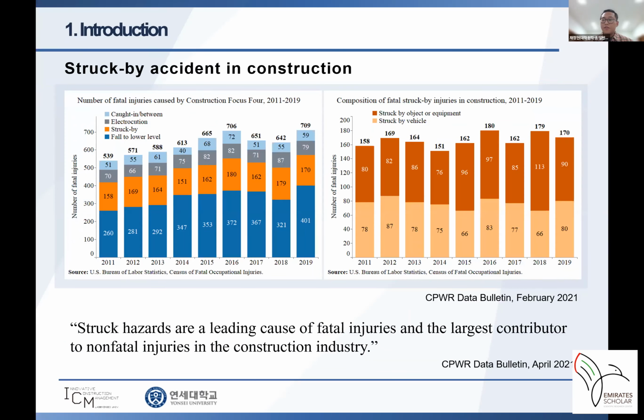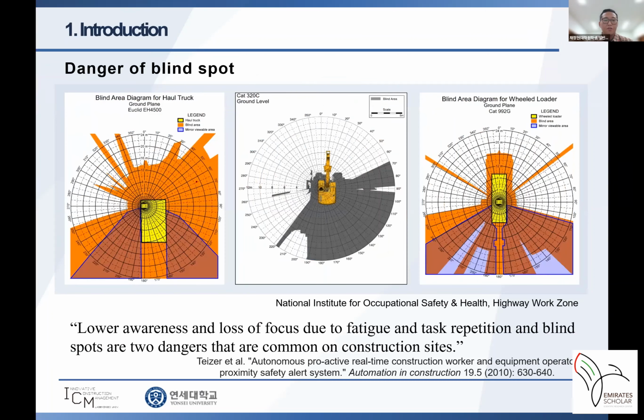Thanks to the Center for Construction Research and Training Data Bulletin in February 2021, we can see in the graph that struck-by accident is one leading cause of fatal injuries on construction sites. And one major cause of struck-by accident is the blind spot.